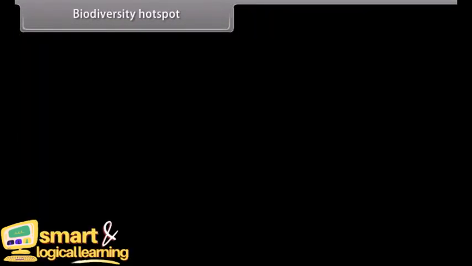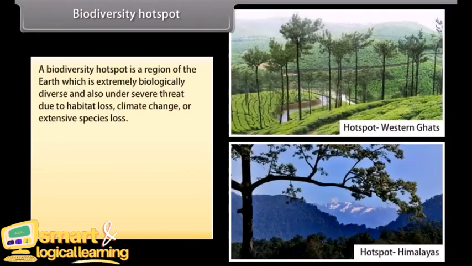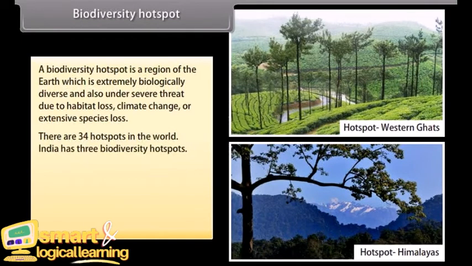Biodiversity hotspot. A biodiversity hotspot is a region of the earth which is extremely biologically diverse and also under severe threat due to habitat loss, climate change, or extensive species loss. There are 34 hotspots in the world. India has 3 biodiversity hotspots. They are the Western Ghats, Himalayas, and Indo-Burma region.